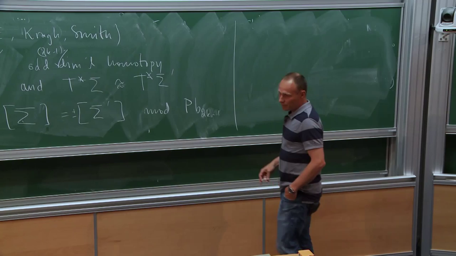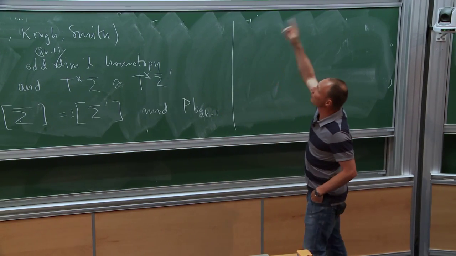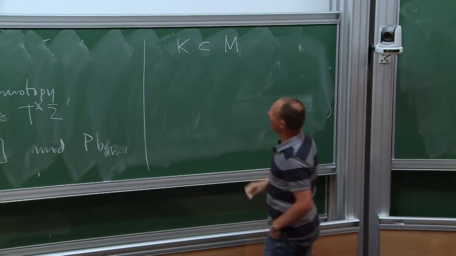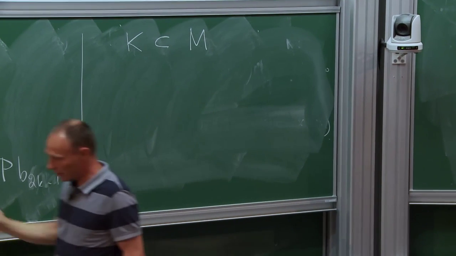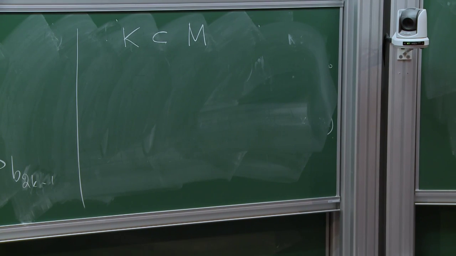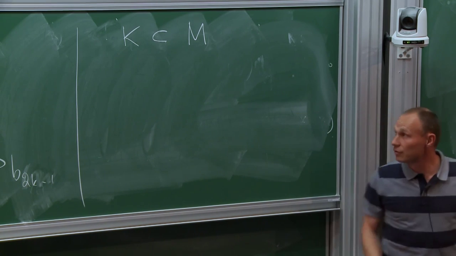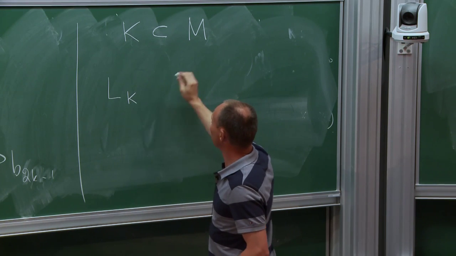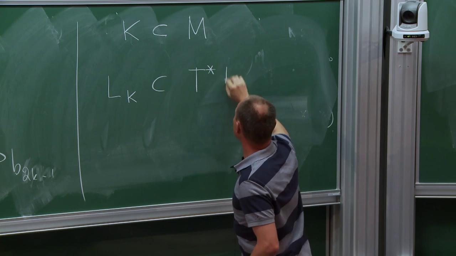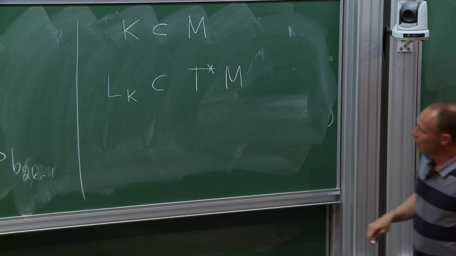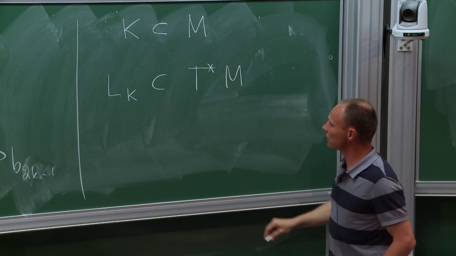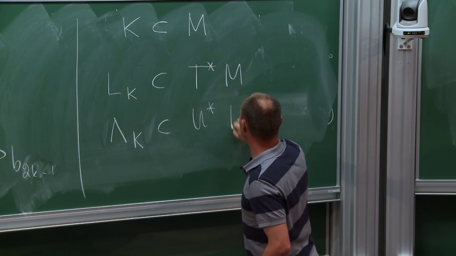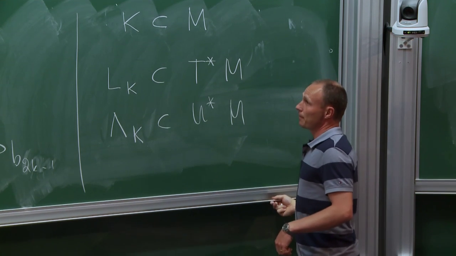So now, what we are going to talk about is not this, but a relative version of that. If you have a submanifold K inside the manifold M, so again, closed, everything is closed, then we can associate a symplectic geometric object also to that. The natural thing is to take the Lagrangian conormal inside the cotangent bundle of M. And what we are going to do is related to that, but we're also going to look at the Legendrian conormal. I'll define this in one second. Inside the unit cotangent bundle of M viewed as a contact manifold.